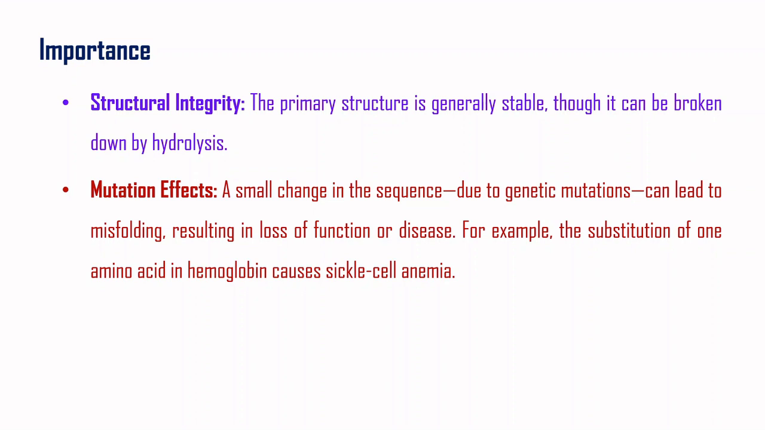Now, the second point is the mutation effect. If there is a small change in the sequence, like if one amino acid is replaced by another, or if the order is not correct due to genetic mutation, then that can lead to misfolding. The folding won't be correct, and this may lead to the loss of the function of that protein and disease. For example, substitution of one amino acid in the hemoglobin molecule causes the disease sickle cell anemia.